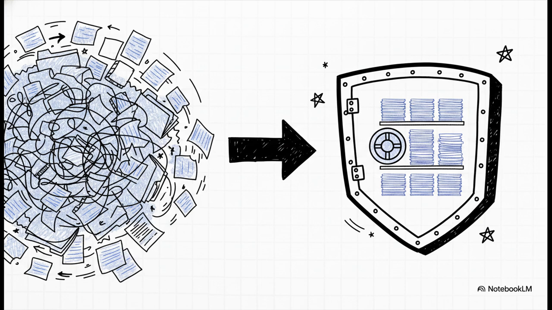Our goal for this explainer is pretty straightforward. We want to understand exactly how to transform those scattered documents into a single, undeniable source of truth. We're talking about moving far, far away from those messy desktop folders, those endless back-and-forth email threads, and those terrifying spreadsheets. Instead, we're building an ironclad financial inventory.